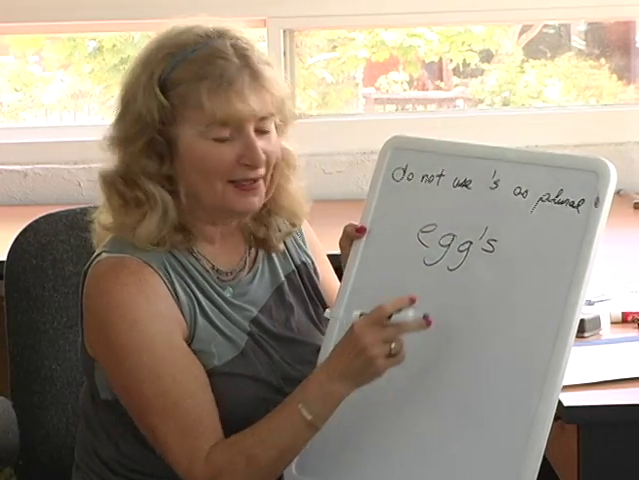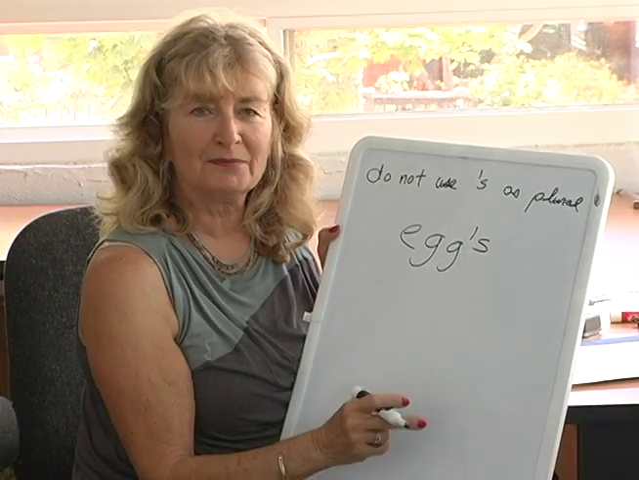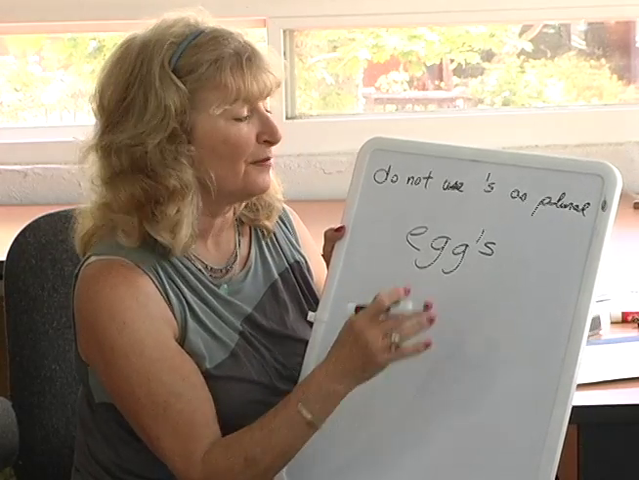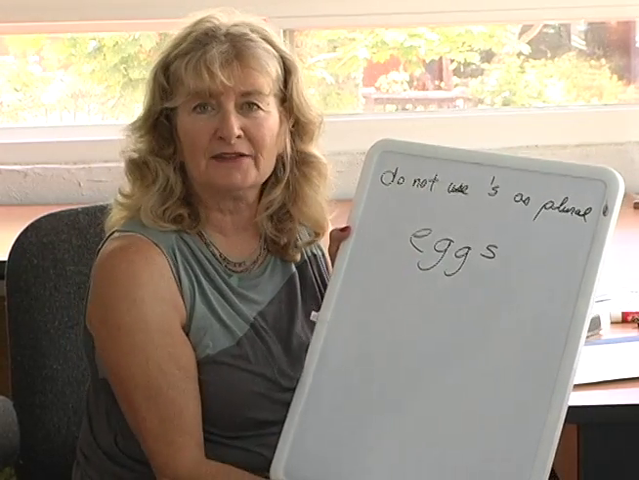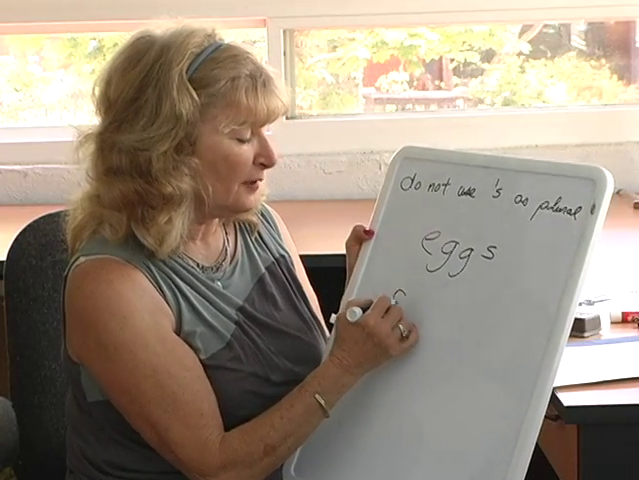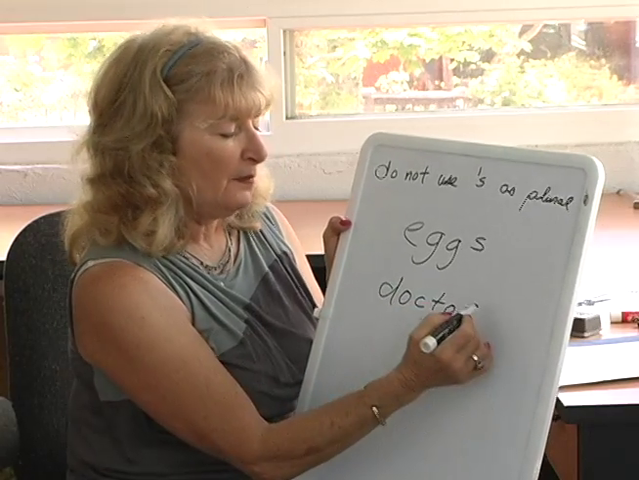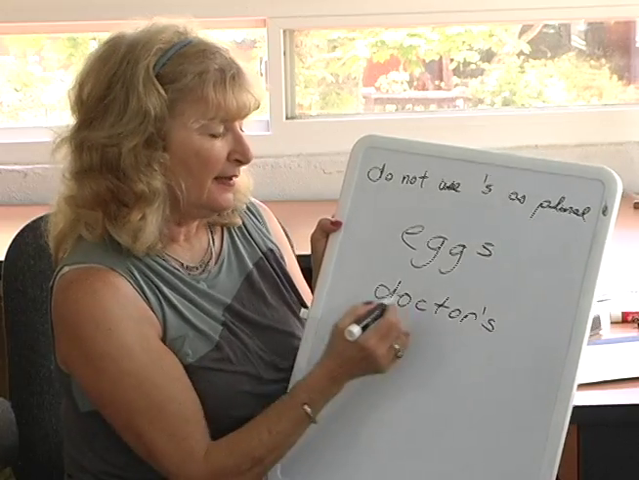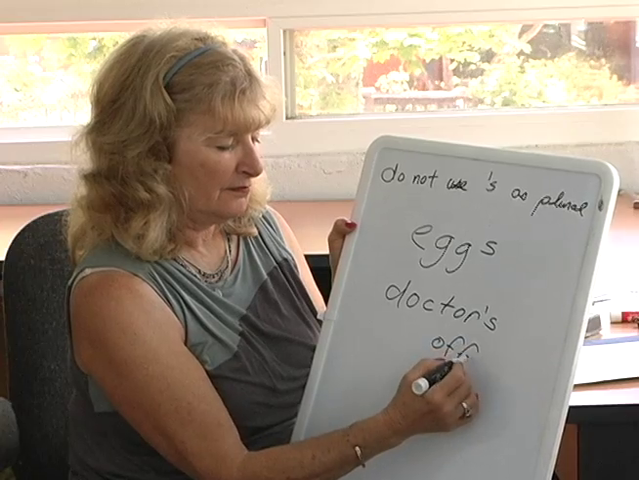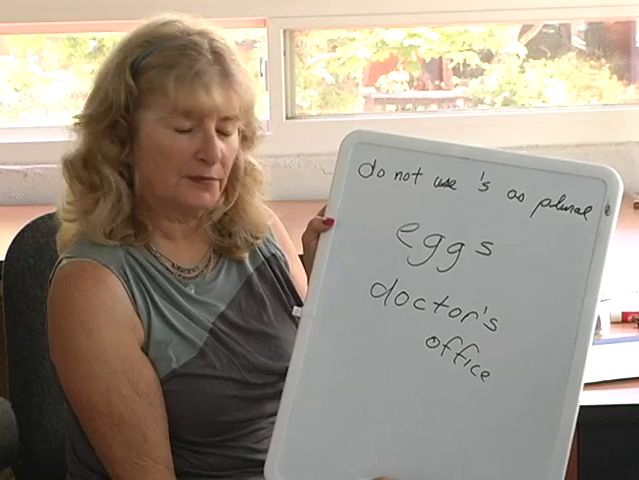I just bought eggs today, so if I had it on a shopping list, I wouldn't put the apostrophe S, because that would indicate the eggs own something, or it'd be the eggs carton or something like that. So if you're just talking about eggs, you wouldn't have an apostrophe. Okay, let's talk about another word. Let's talk about doctor. If I wrote doctor apostrophe S, then I'd be talking about like a doctor's office. So this would be one doctor's office, possessive.